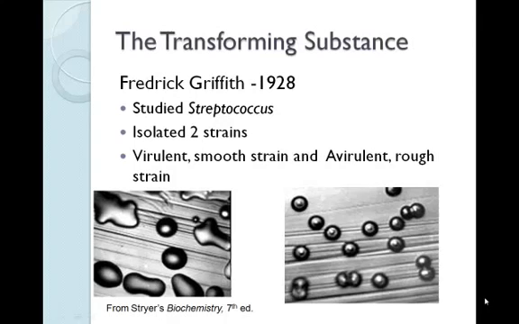Frederick Griffith didn't set out to discover the role of DNA in the cell. He was studying the bacteria that caused pneumonia, Streptococcus pneumoniae, and was trying to develop a strain of bacteria that could be used as a vaccine.